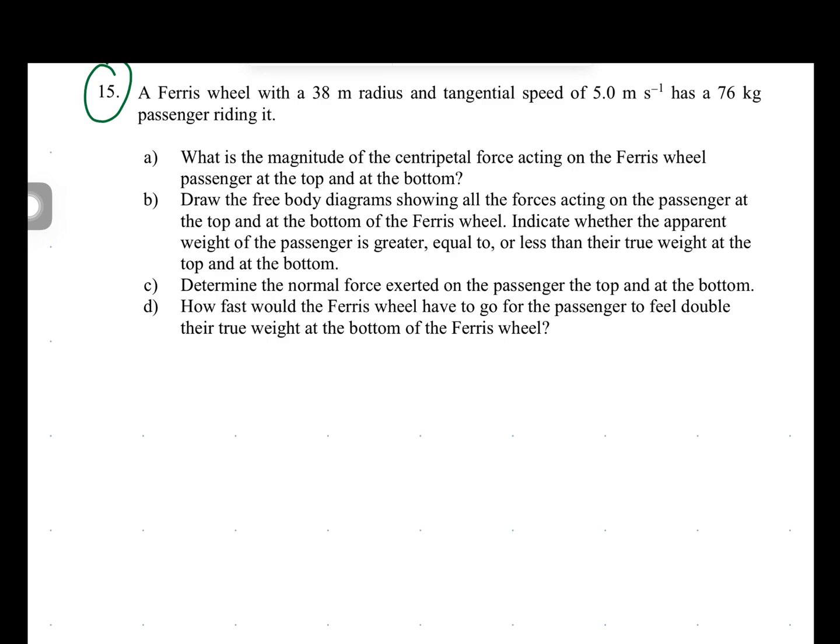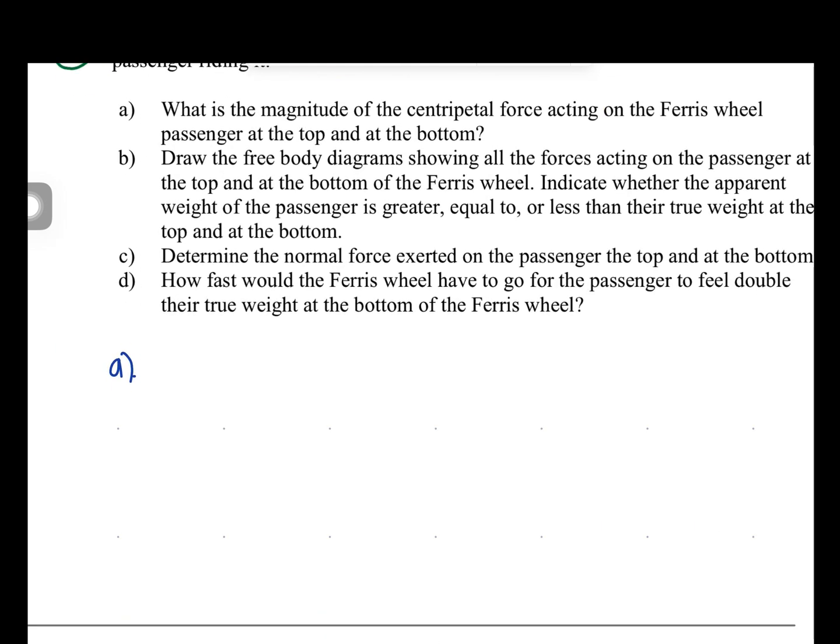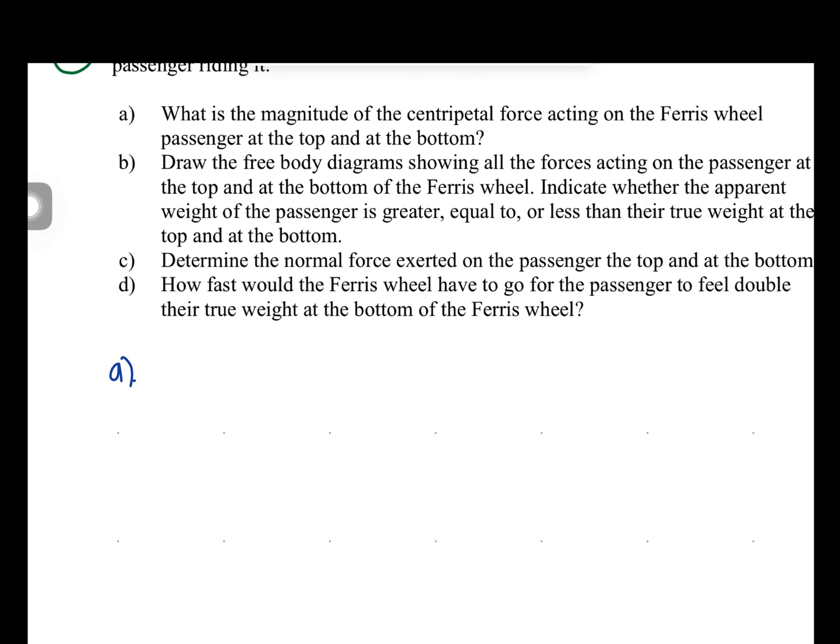So now we're going to discuss question 15 from topic 5. A Ferris wheel with a 38-meter radius and a tangential speed of 5 meters per second has a passenger riding on it with a mass of 76 kilograms. The question asks: what is the magnitude of the centripetal force acting on the passenger at the top and bottom? Centripetal force is constant when the object moves in uniform circular motion. So in other words, I can straight away use one equation.